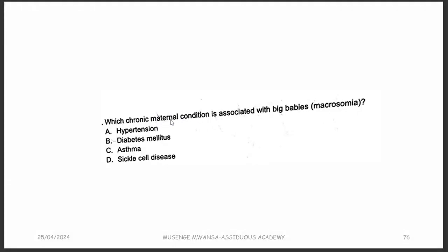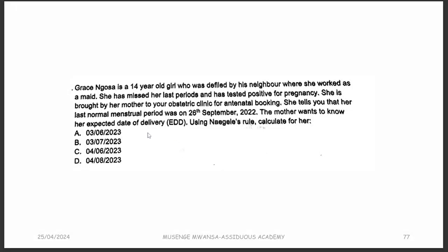Which chronic maternal condition is associated with big babies, macrosomia? Can someone answer this one? Hypertension, diabetes mellitus, asthma, sickle cell disease. Very good. Now I didn't talk about how you calculate, but I'll talk about this one in the next class. How you calculate? Okay, I can actually just mention it.